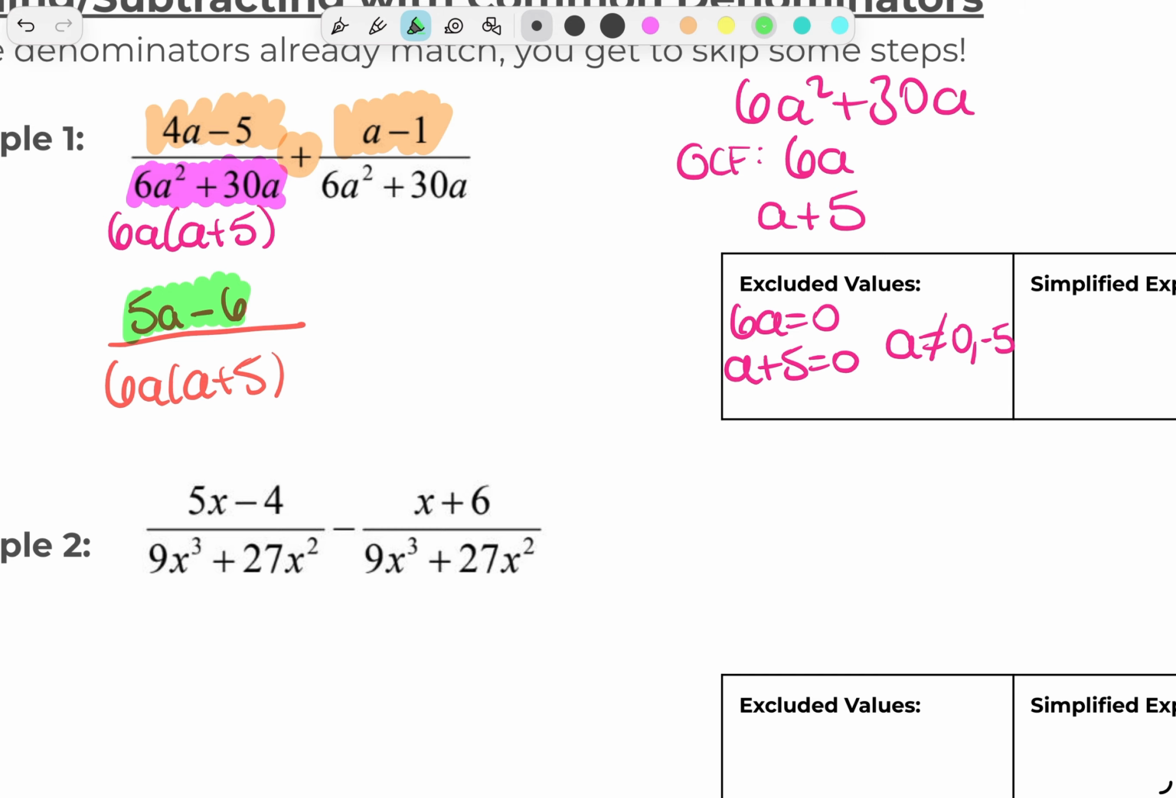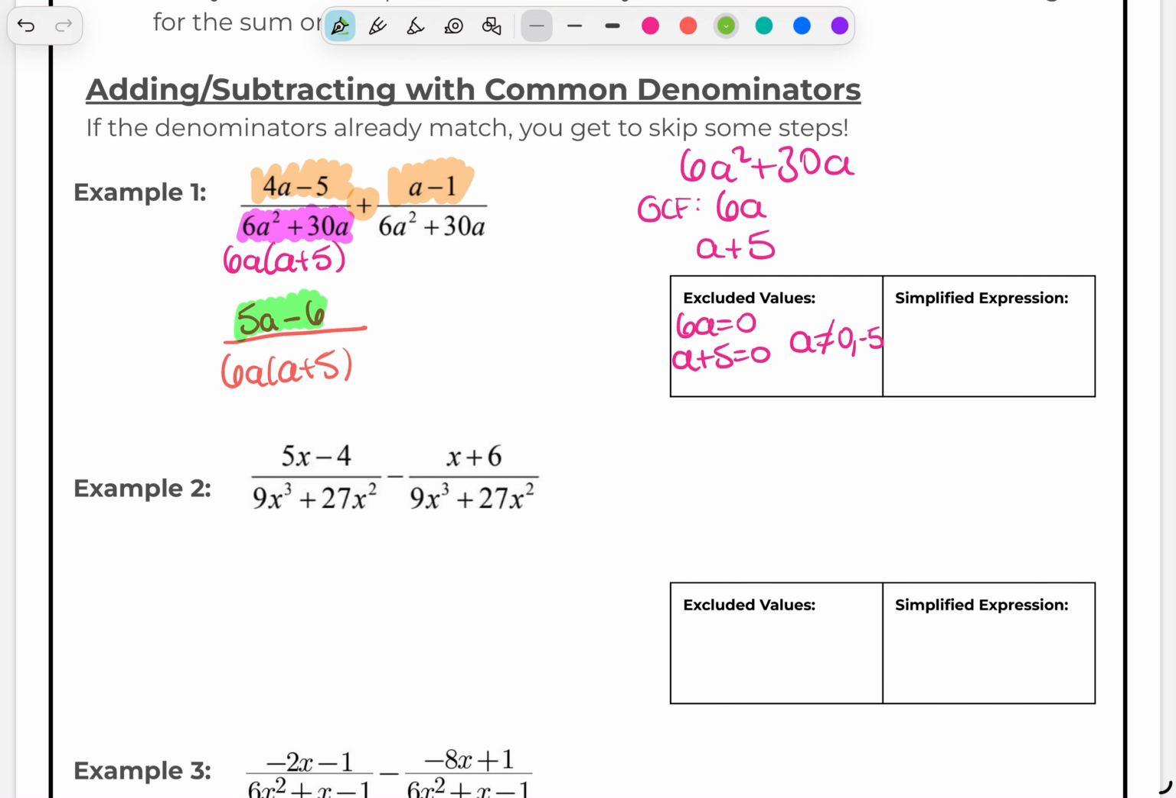And so that is what we call the linear factor. Since our highest exponent is a 1, the only type of factoring that we can do is a GCF. And the only number in common between 5 and 6 is a 1. And so when I factor out a 1, it's going to stay the same. So that means there's nothing to actually simplify out and factor. That is going to be our final answer, 5a minus 6 over 6a times a plus 5.